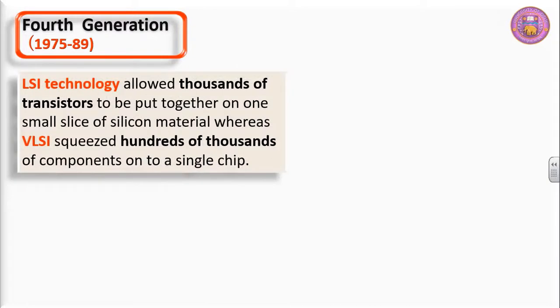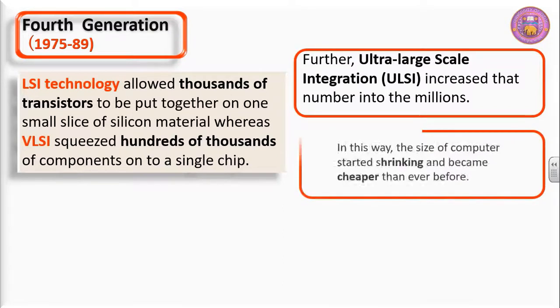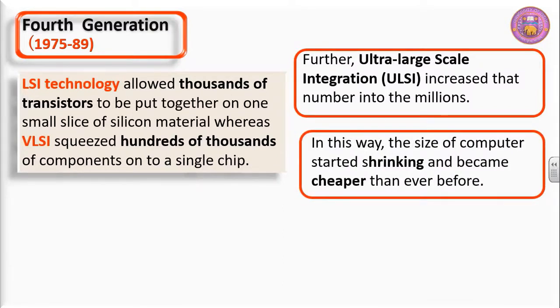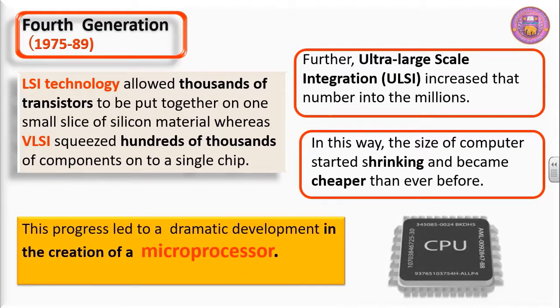Large scale integration technology allowed thousands of transistors to be put together on one small slice of silicon material, whereas VLSI squeezed hundreds of thousands of components onto a single chip. Further, ultra large scale integration increased that number into millions. In this way, the size of computers started shrinking and became cheaper than ever before. This progress led to a dramatic development in the creation of the microprocessor.